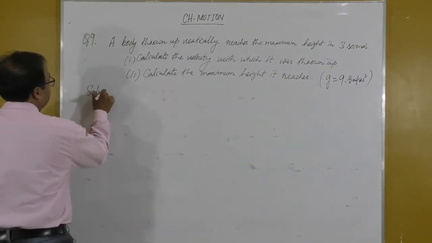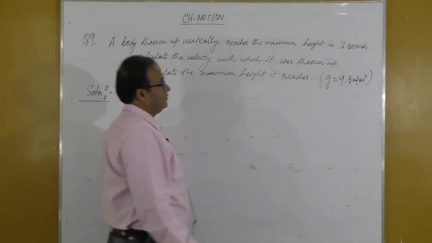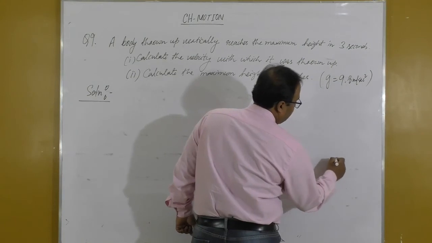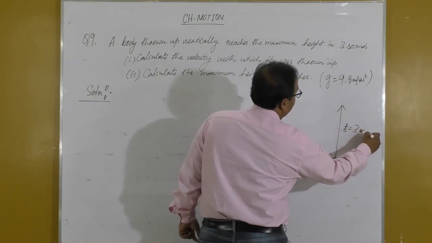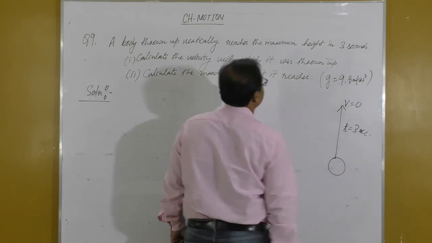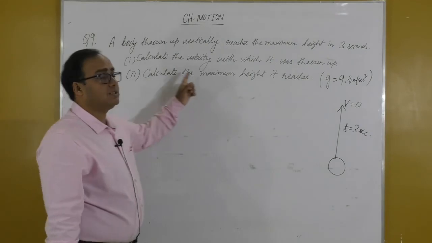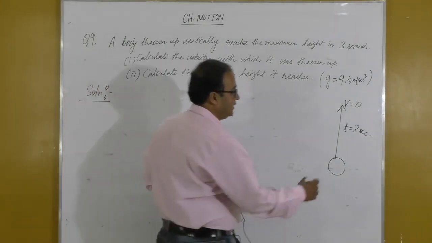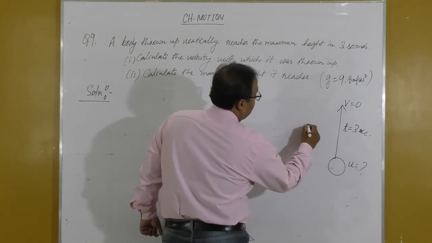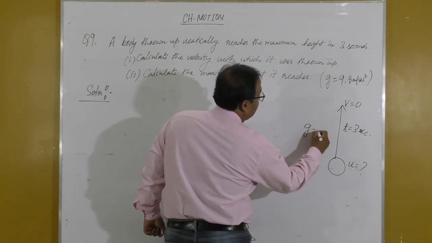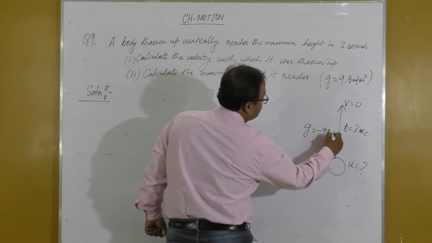So look at the solution here. The body is thrown up vertically and reaches the maximum height in 3 seconds. At maximum height, the final velocity is 0. In the first question, you have to calculate the velocity with which it was thrown up. That means you have to calculate the value of u. And the value of g is taken as negative, minus 9.8 meter per second square.